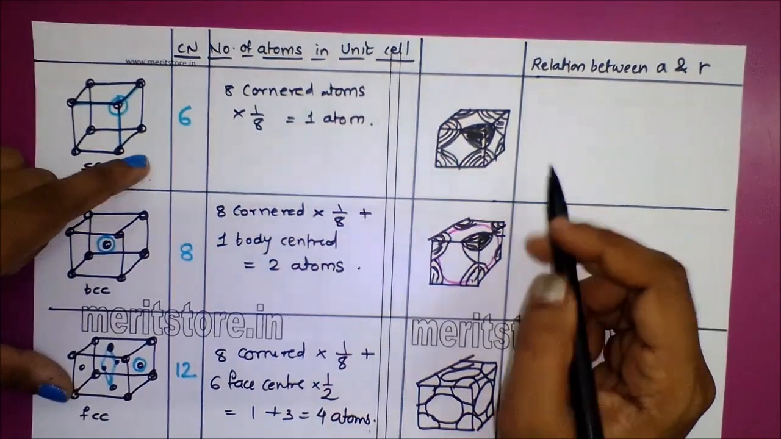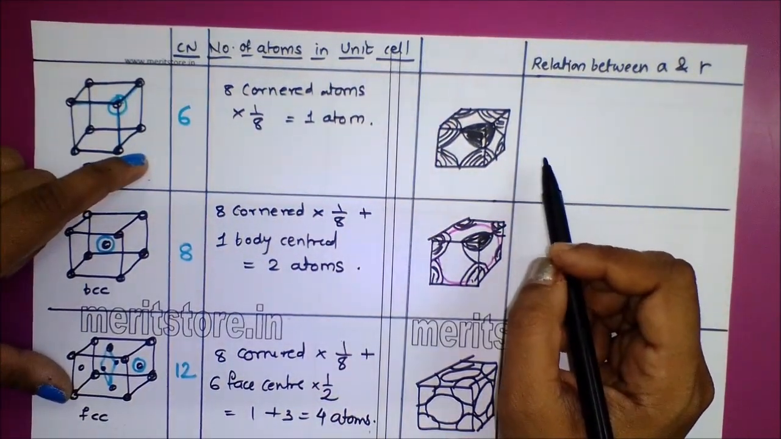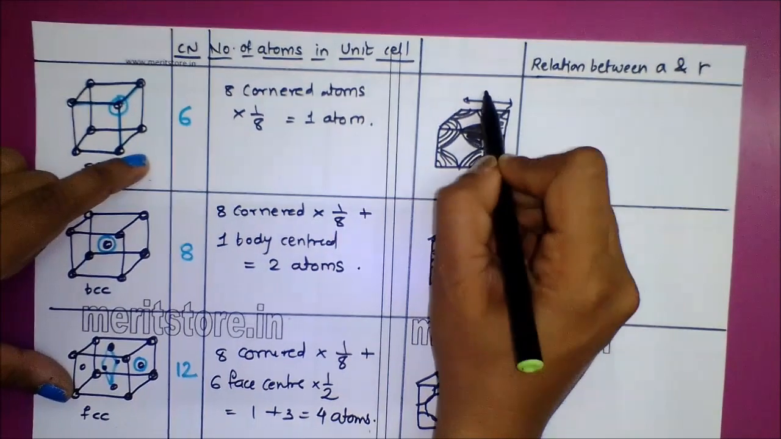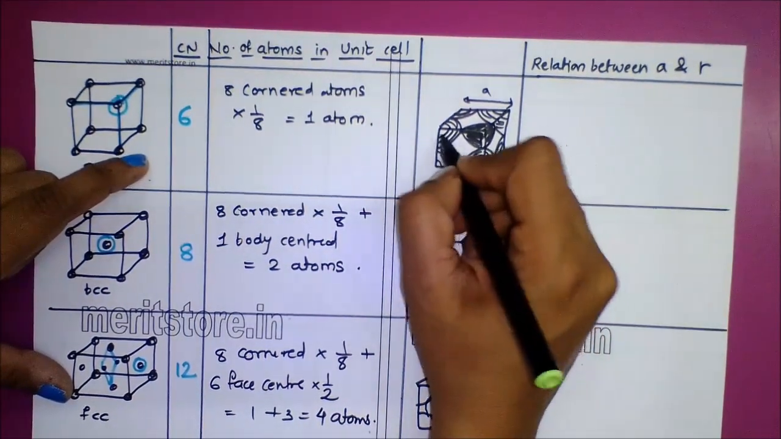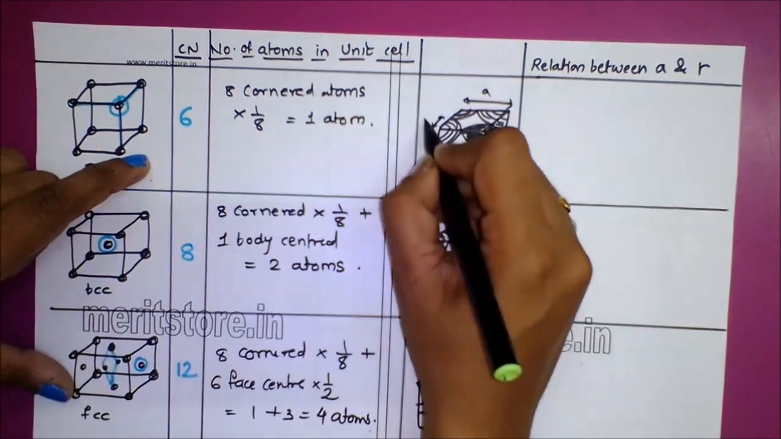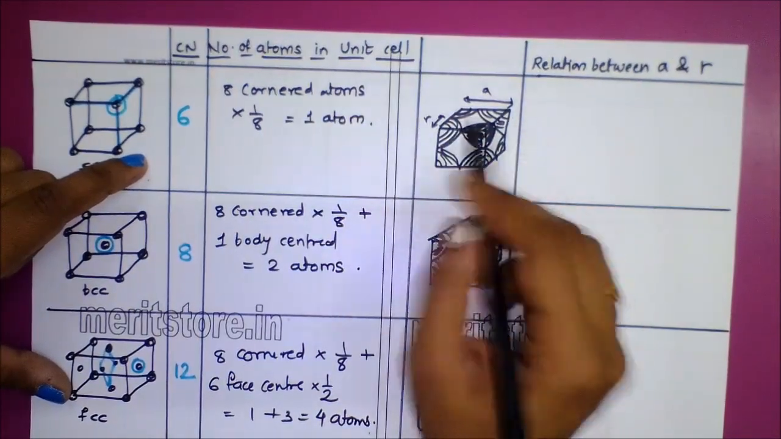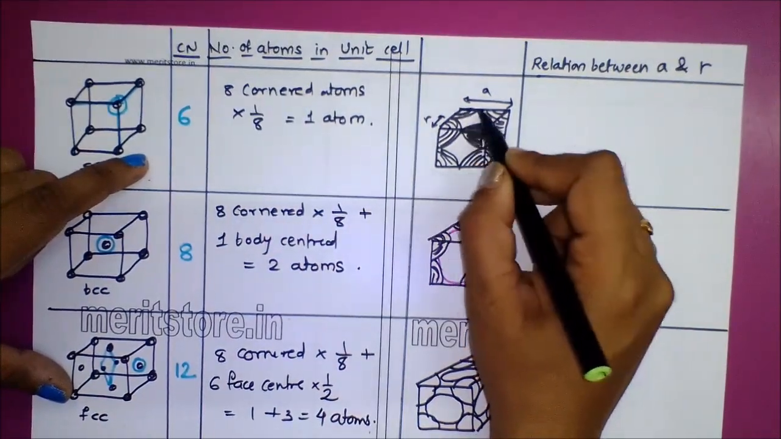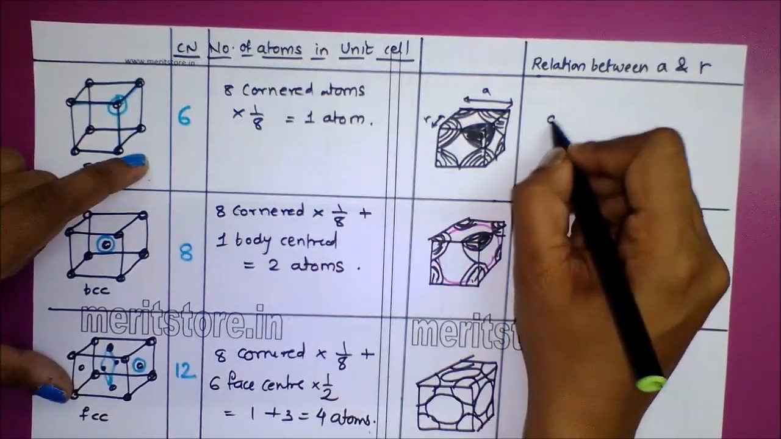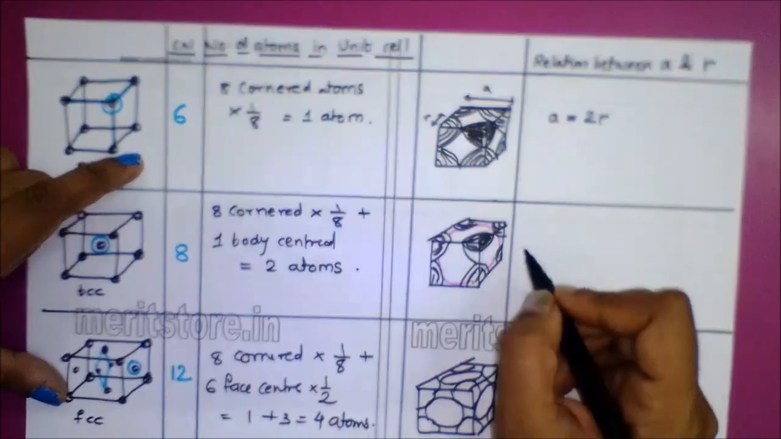Now let us talk about the relationship between the A and R. A is something we are assuming the edge length of that particular cubical unit cell, and R is the radius of that atom. So if you talk about the relation between the A and R, we can see this edge length is the contribution of the 2 radius. So here A will be equals to 2R.